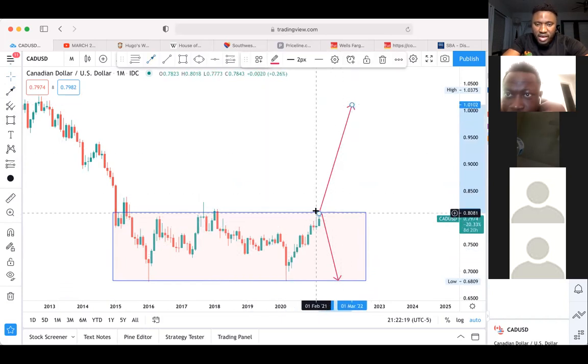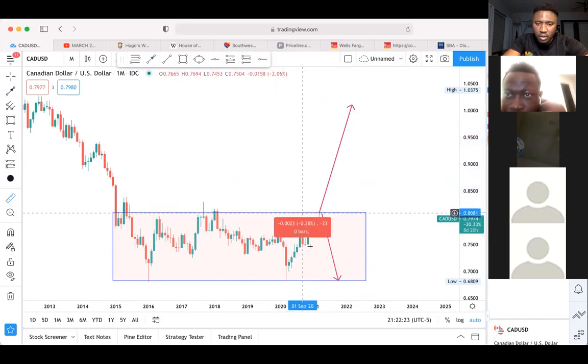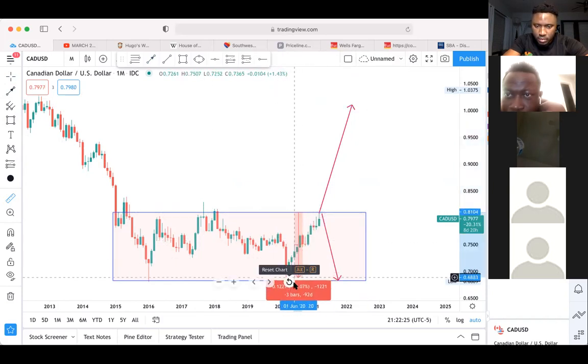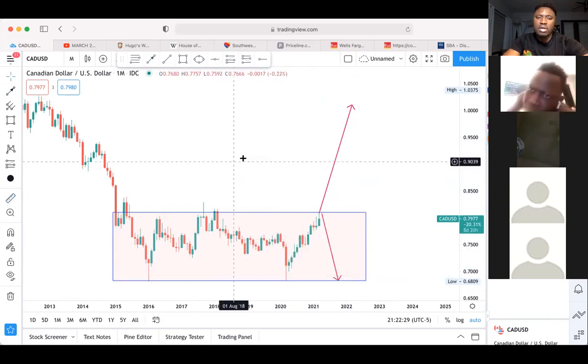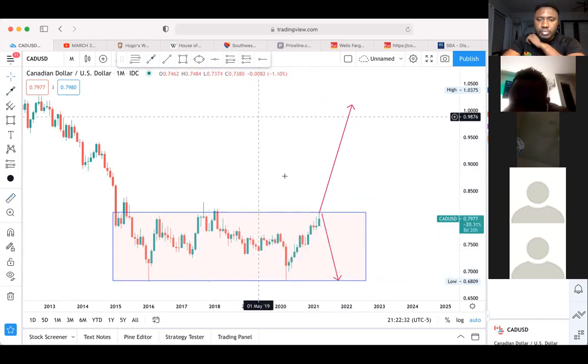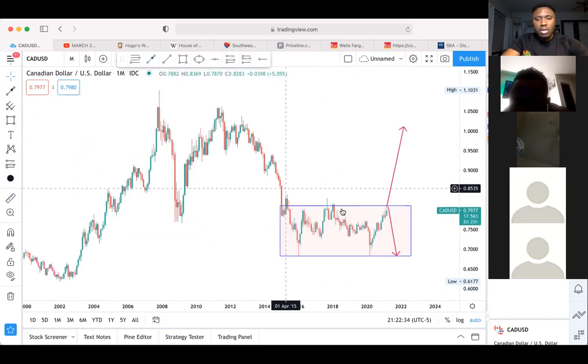Let me show you how many pips it is from here to here. It looks small, but it's a lot. See that? That's what we just calculated. That can make somebody a lot of money if you know what you're doing.